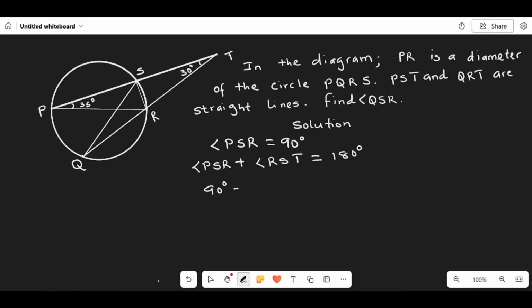90 degrees plus angle RST equal to 180 degrees. Let us transpose 90 degrees to the right hand side and the positive sign will change to negative. So angle RST equal to 180 degrees minus 90 degrees, which will give us 90 degrees.